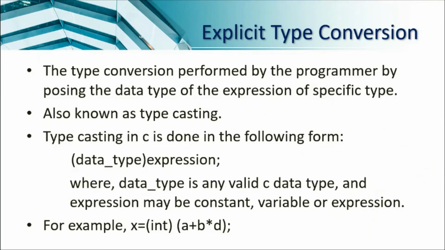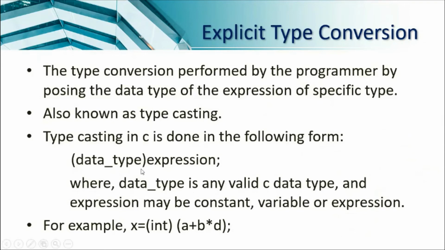That is, the programmer knowingly does something or inserts some specific code so that the data is converted. This is known as explicit type conversion, or typecasting. In this case, a value of a higher type can be typecast to data of a lower type. Typecasting in C is done in the following form.